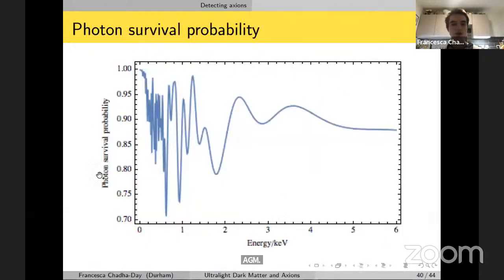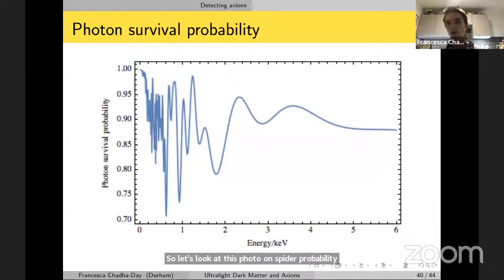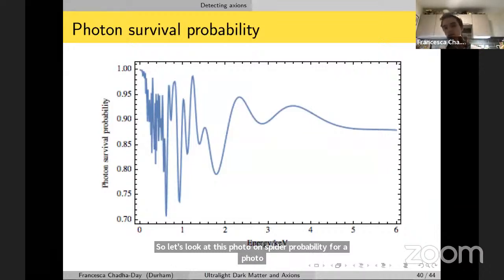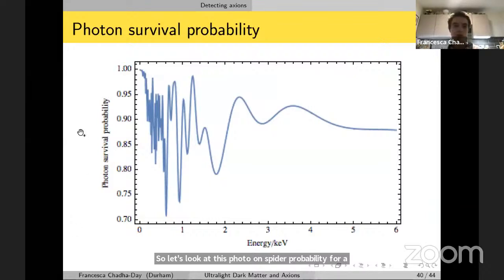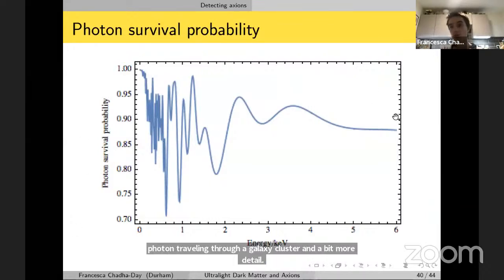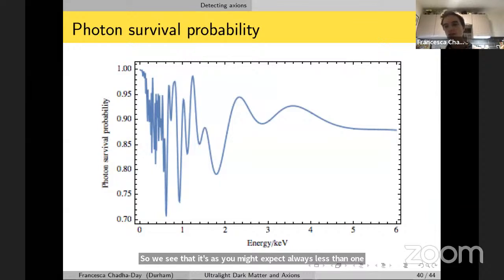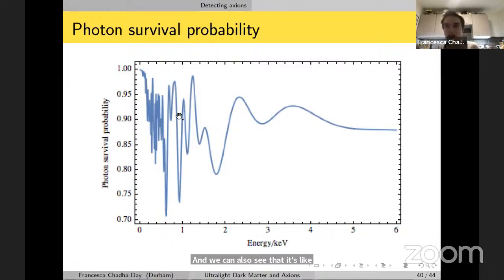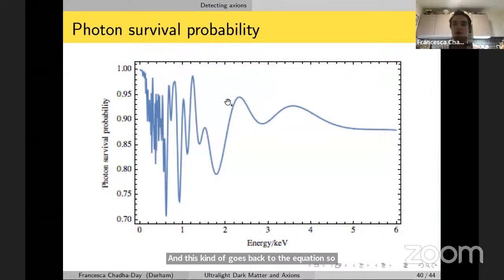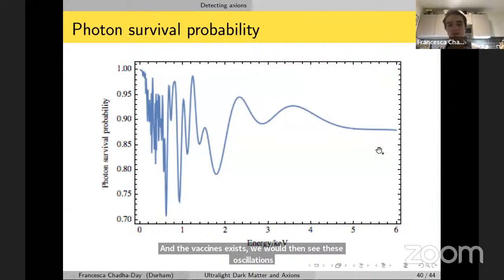So let's look at this photon survival probability for a photon traveling through a galaxy cluster in a bit more detail. So we see that it's, as you might expect, always less than 1, because some of these photons are turning into axions. And we can also see that it's not just flat, we have these oscillations. And this kind of goes back to the equations that I showed you earlier. They actually cause these oscillations in the photon survival probability in energy space. And if axions exist, we would then see these oscillations imprinted on the observed spectrum.